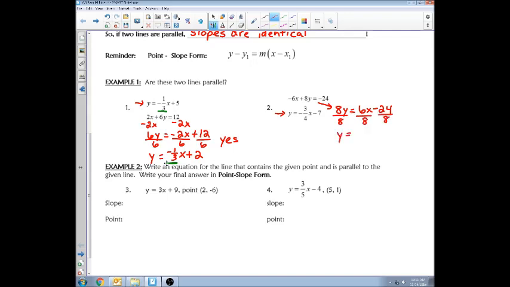So y would equal 6 over 8. Both 6 and 8 are divisible by 2. That would lead us to 3 over 4x. Negative 24 divided by 8 would be negative 3.